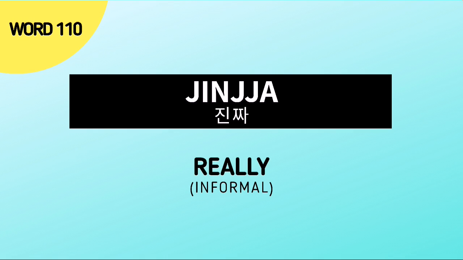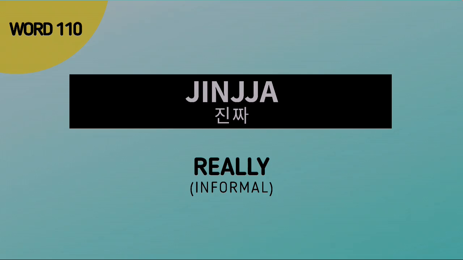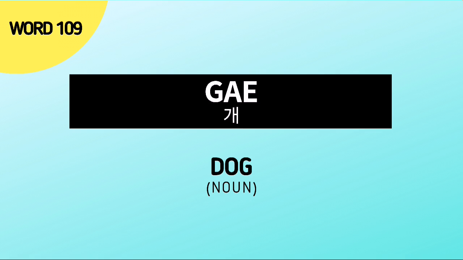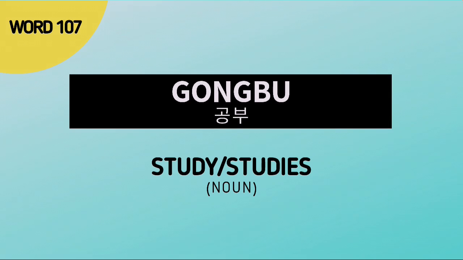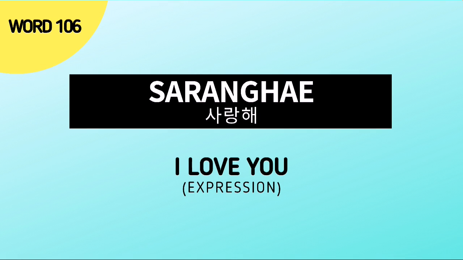Word number 110 is 진짜. This is an informal way of saying really. Word number 109 is ge, and this is the Korean noun for dog. Word number 108 is undong, and this is the Korean noun for exercise. Word number 107 is gongbu, and this is the Korean noun for studies. Word number 106 is 사랑해, and this is an informal way of saying I love you.